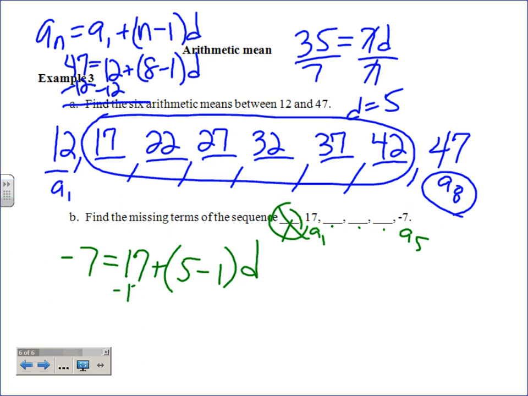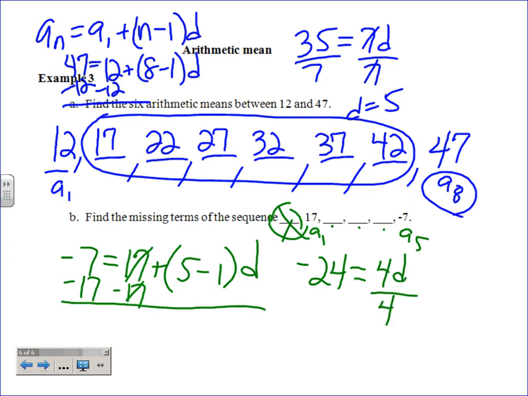And again, I kind of like to get rid of these first. I'm not sure why I do that. But, so what do we got there? -24 equals 4d. Divide by 4. d is -6, apparently.